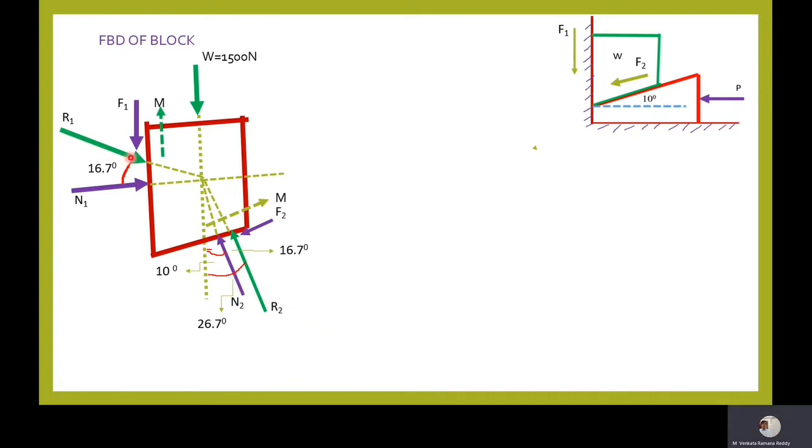Here R1 is making an angle 16.7 degrees with this horizontal axis, and R2 is making an angle 26.7 degrees with this vertical axis of this block.